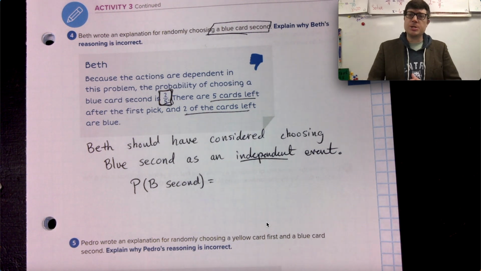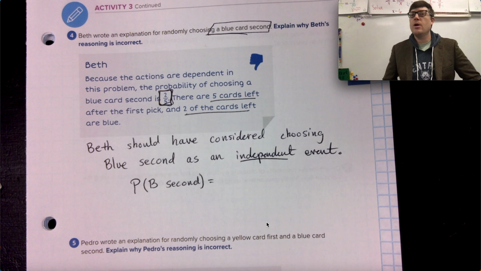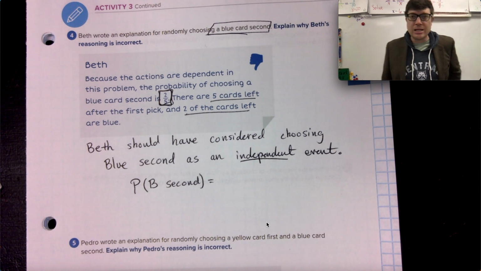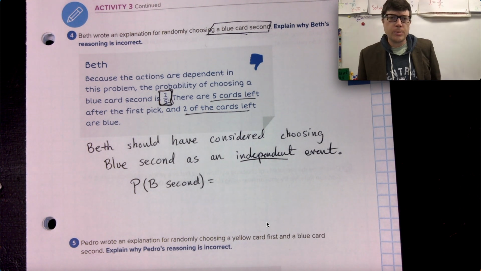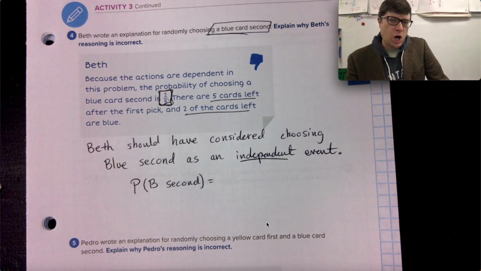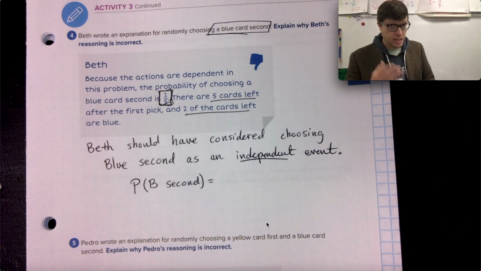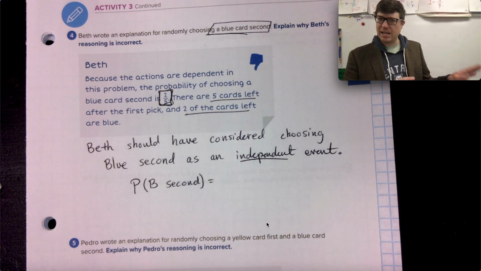We're going to consider two scenarios given by Beth and by Pedro, and we're going to figure out whether or not they are thinking probabilistically correctly about what's going on. Beth wrote an explanation for randomly choosing a blue card second. Explain why Beth's reasoning is incorrect. It is wrong. It's good reasoning, by the way.